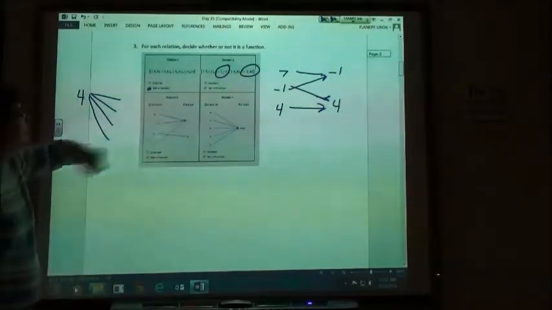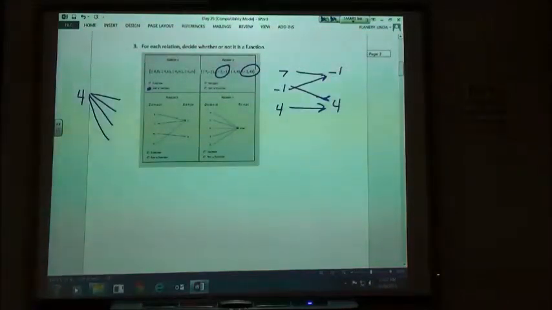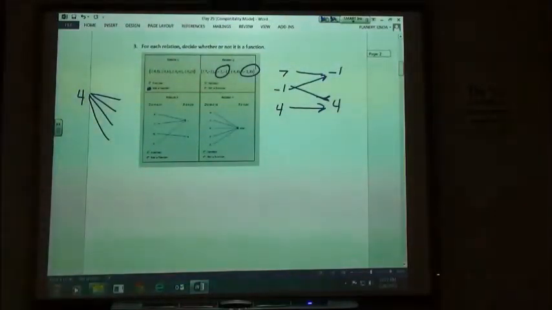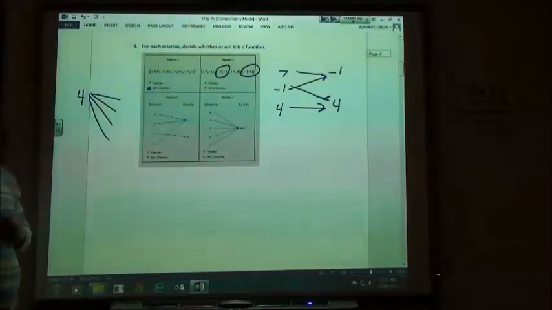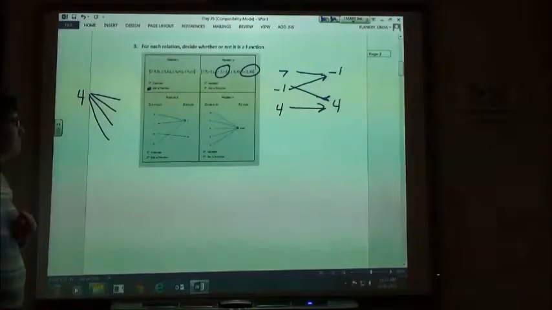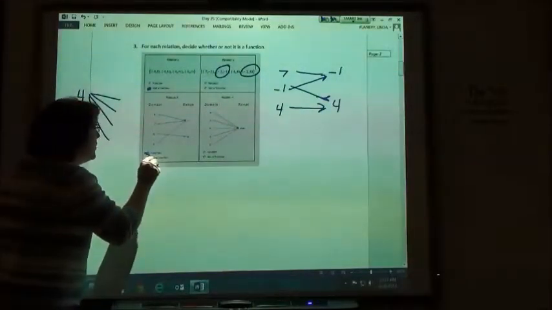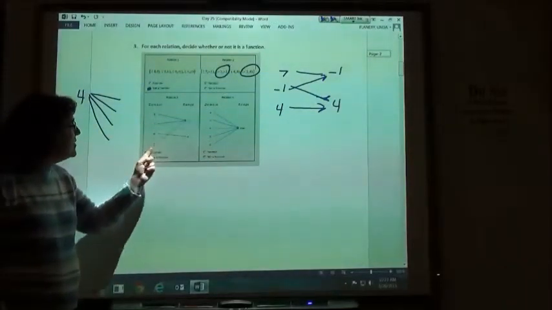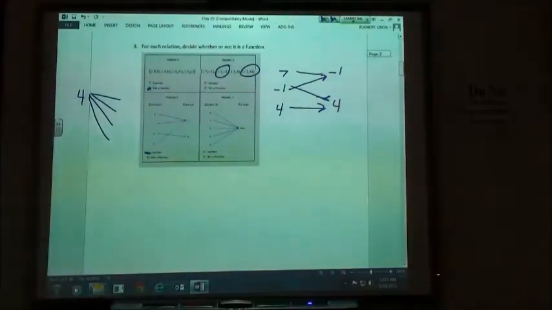and so, number 3, is that one going to be a function? Which one goes to more than one answer? It is a function, because they each only go to one thing. The K goes to C, the R goes to C, the N goes to X, and the X goes to C by itself. That's still okay, it's only going to one thing.